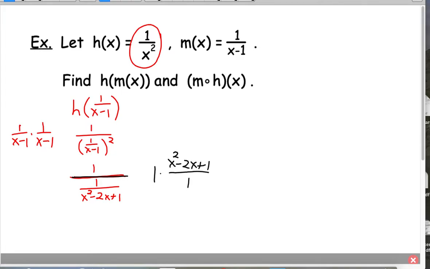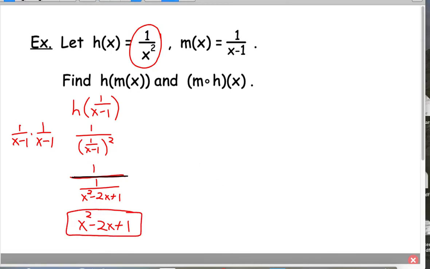And so our final answer is just going to be x squared minus 2x plus 1. If that seemed like some math magic, let me give you a simpler example. If I had 1 divided by 2/3, that's the same as 1 times the reciprocal of 2/3, and that's just 3 over 2. All right. So we found h of m of x.